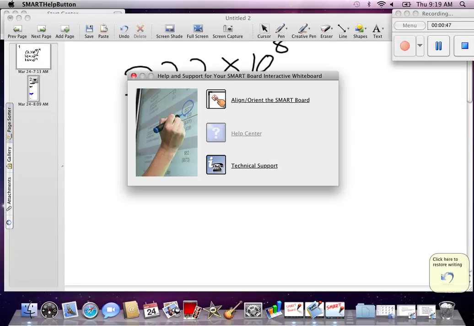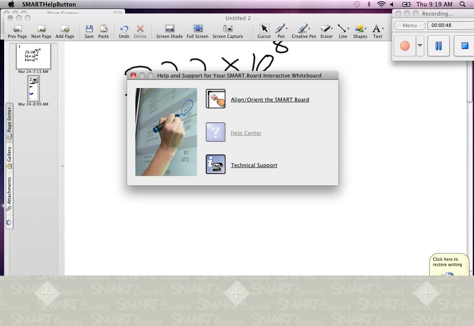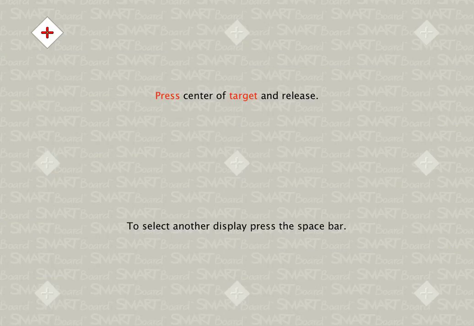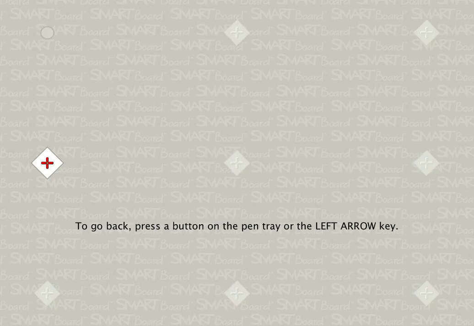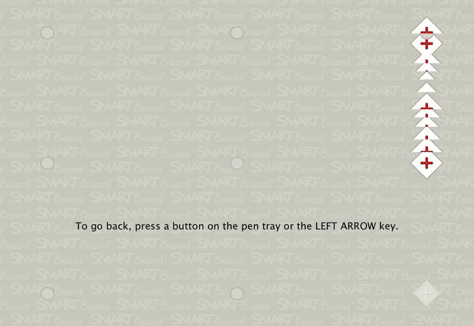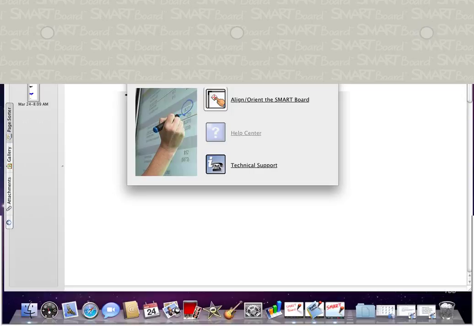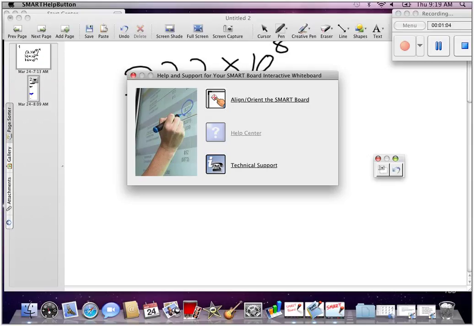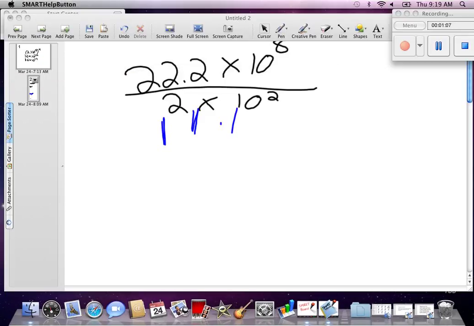I have a question. Would you keep the exponent, the x power 10? You would keep the number 10, but what are you going to do with the exponent, Safaria? It's a division problem, so what do you do with those exponents? You subtract this. Yep. Okay, so we get 11.1 times 10. 8 minus 2 gives us 6.